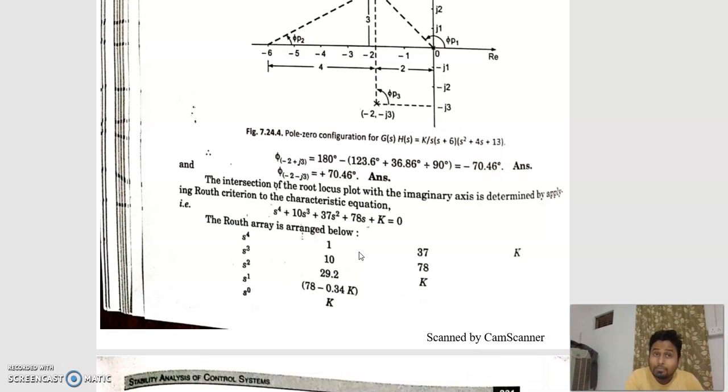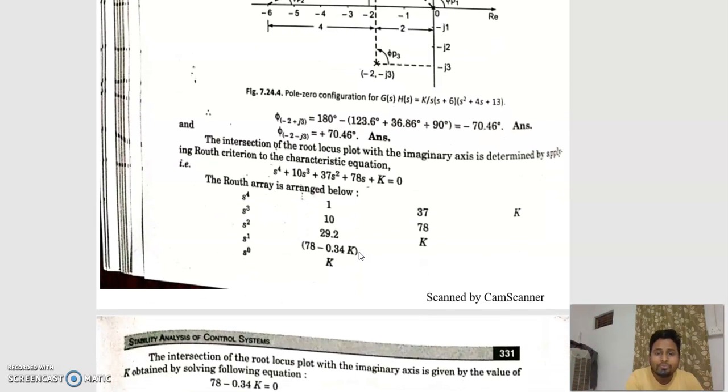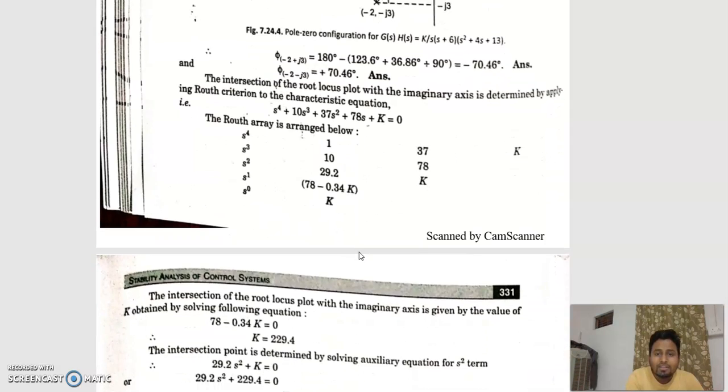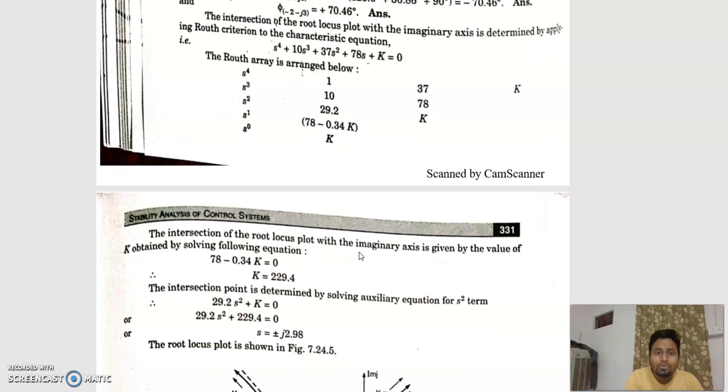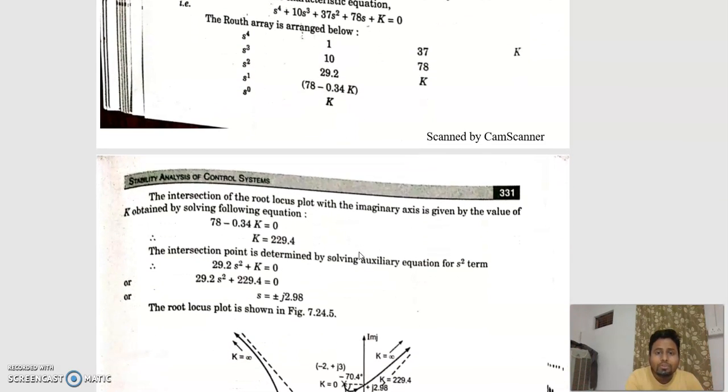number point 8 in the root locus procedure. So we have to arrange the characteristic equation, that is 1 plus G(s)H(s) equal to 0, and apply the Routh-Hurwitz criteria. So compute the S1 term, S1 row equal to 0, then we find K equal to 229.4. Clear? Now comes the auxiliary equation.